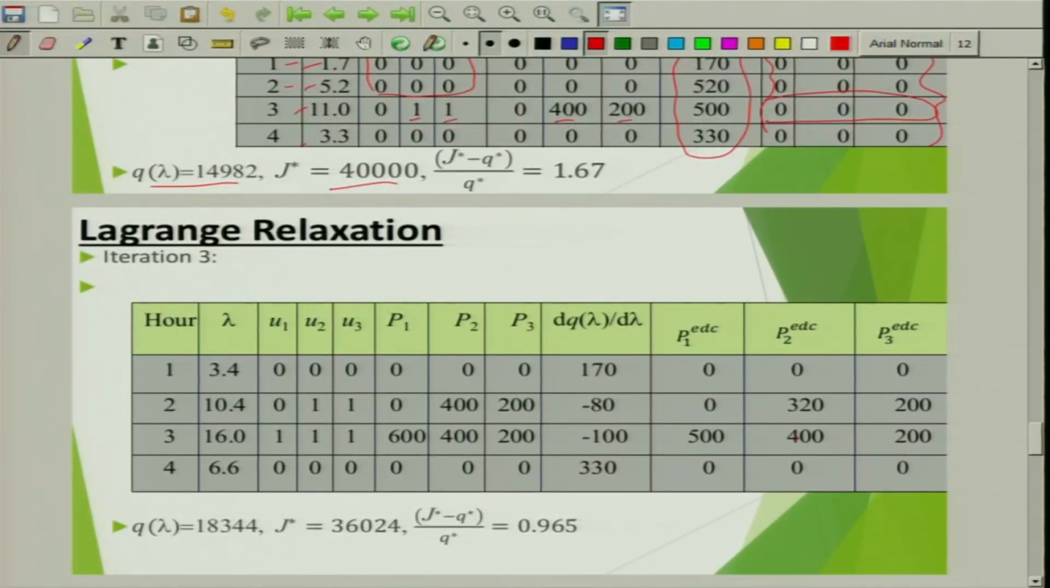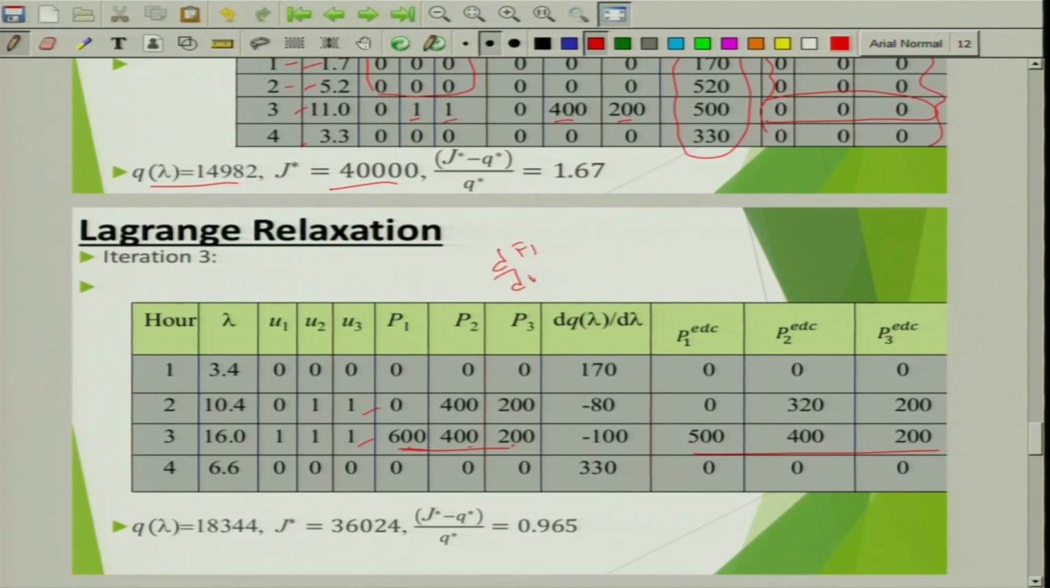Now again in the next iteration you change the lambda, and then you slowly get the value of generation, like how you got for the third interval. Now the second interval is also appearing. Now you get that the summation of generation in the third interval, in this specific case 600, 400 plus 200, 1200, is greater than 1100. That means now you can carry out economic load dispatch.